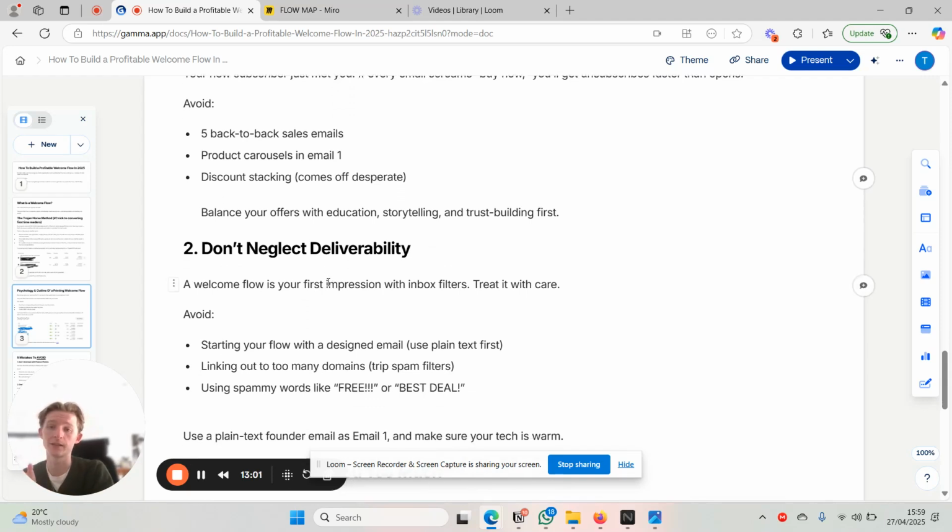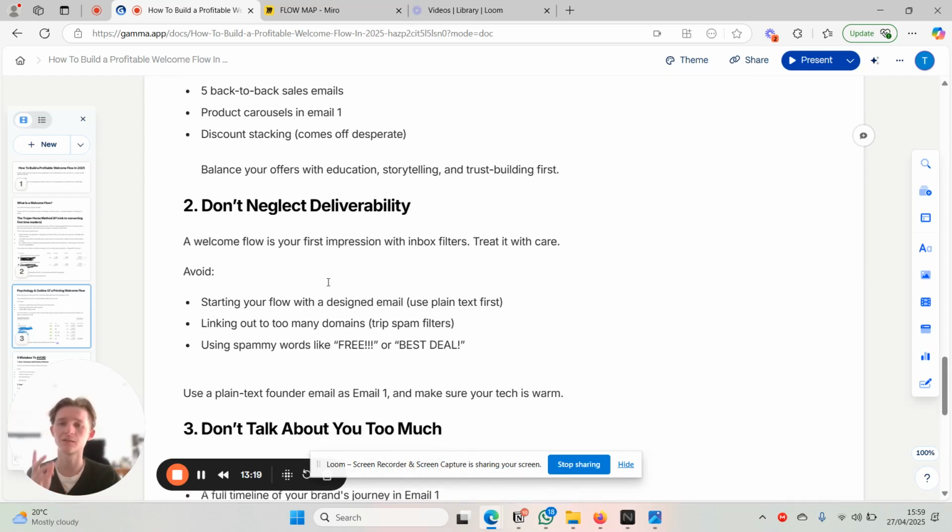Don't neglect deliverability. So welcome flow is your first impression with inbox filters. If someone signs up to your email list, their Gmail, Outlook, whatever, hasn't got a reputation with your domain. So off the bat, you want to tell the ISPs, we're good guys, don't put us in spam or promotions. So avoid sending a designed email for your first one. Always go plain text. Linking too many domains can trigger spam filters, and avoid words like, here's your all caps free ebook, or best deal last 24 hours. You're just going to get put into promotion or spam.